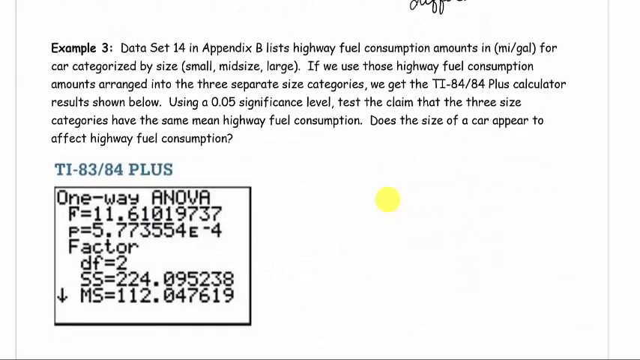In our next example, data set 14 in Appendix B lists highway fuel consumption amounts in miles per gallon for cars categorized small, mid-size, large. If we use those highway fuel consumption amounts arranged into three separate size categories, we get the TI-83/84 Plus calculator results shown below. Using a 0.05 significance level, test the claim that the three size categories have the same mean highway fuel consumption. Does the size of a car appear to affect highway fuel consumption?